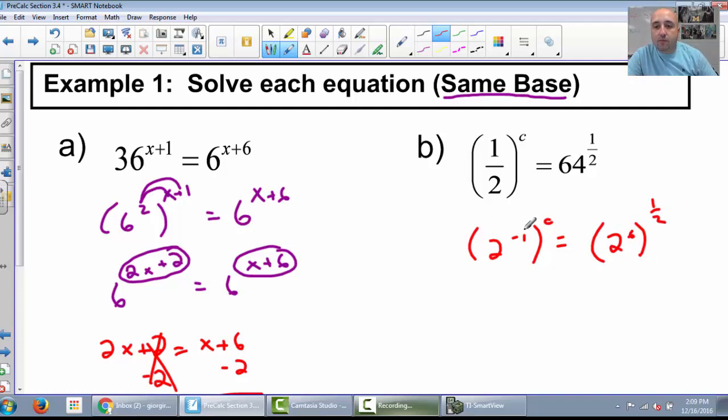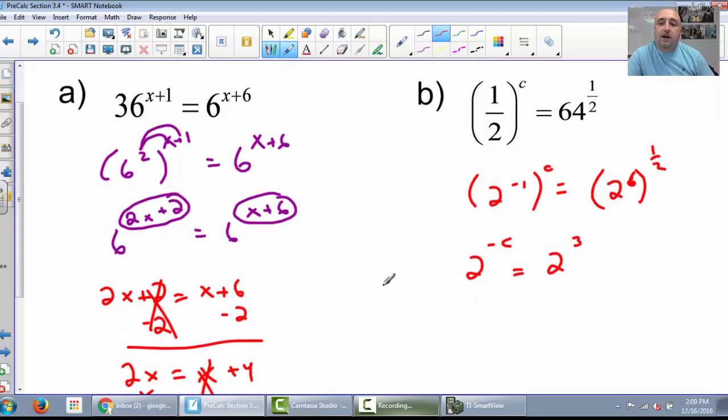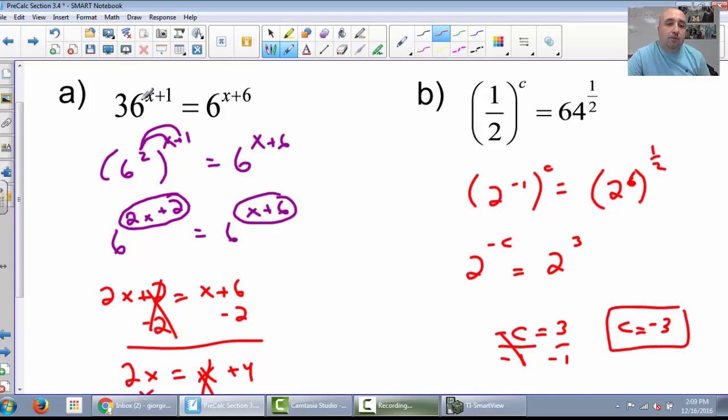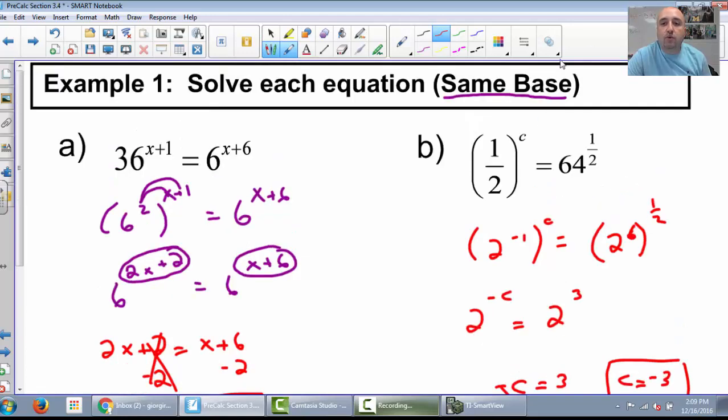Okay, so now we have to multiply our exponents. So 2 to the negative 1 times c is negative c. And now I have, so this is a 6, 6 times 1/2, what's half of 6? So that's 3. All right, so now I have same base with exponents. We can just set our exponents equal to each other and we can solve. So negative c equals 3. Divide by negative 1, divide by negative 1. So c should equal negative 3. Okay? So if you have numbers with exponents on both sides, you have to somehow come up with the same base. That's why I wrote same base.